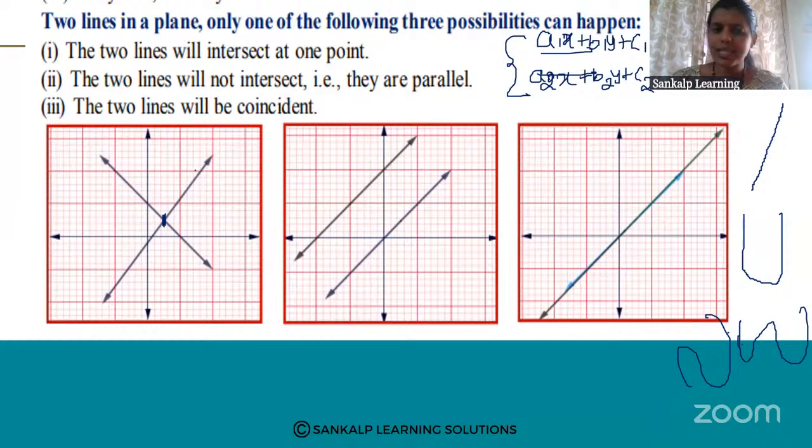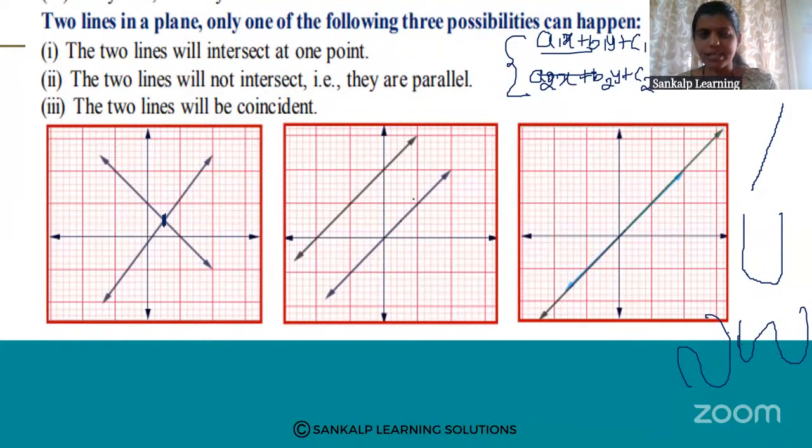Sometimes two lines intersect each other. Okay, next, the two lines will not intersect, that is they are parallel. Here the two lines are not intersecting, but they are parallel to each other. The two lines will be coincident. This is another chance.